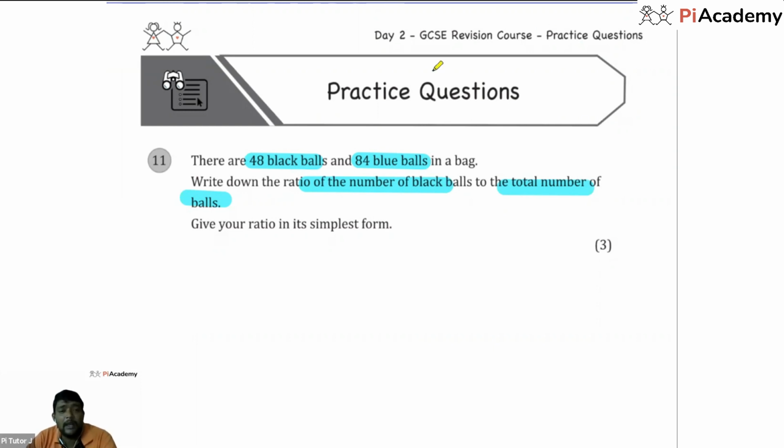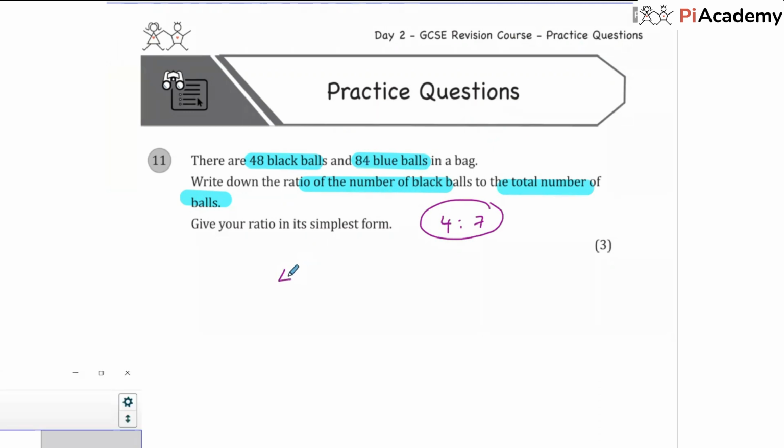The answer is 47. 47 what? 4 to 7. Is he correct, guys? Daniel, is he correct? Yeah, I got the same. No, because it's the ratio of black balls to the total number of balls. So 48 is the black balls, and what is the total number of balls? It's 132. So it's 4 to 11, sir. Yes, 4 to 11. I got 4 to 11 too.